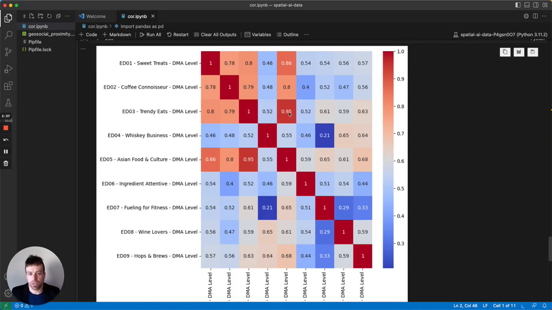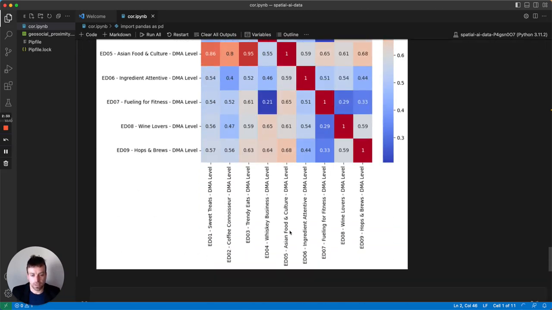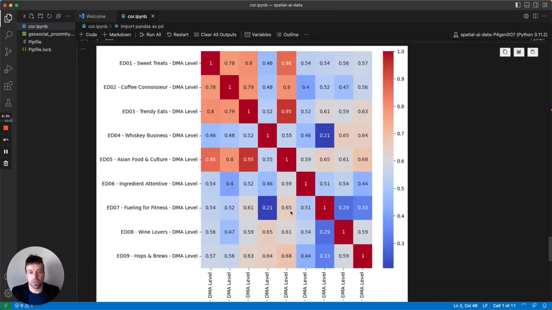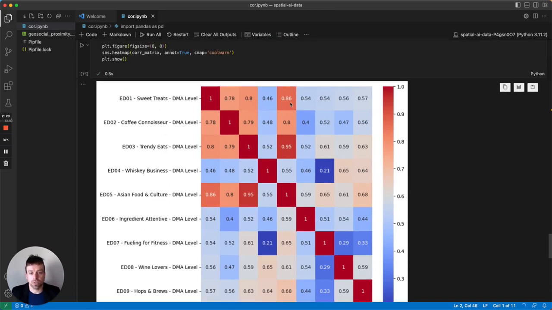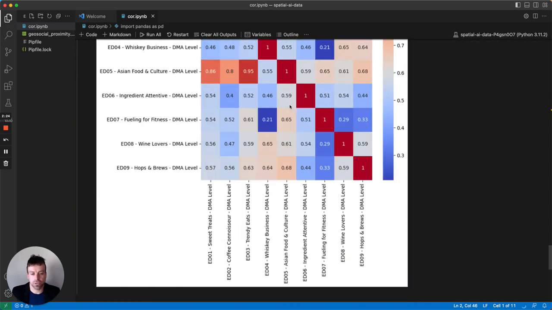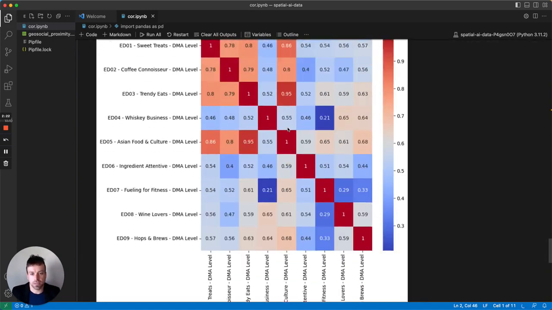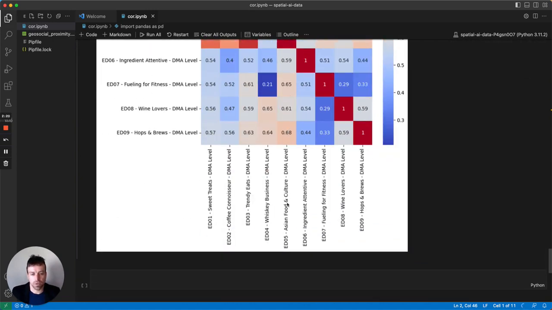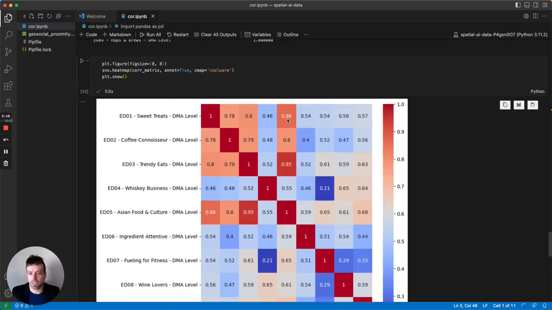So here's a 0.95. It looks like trendy eats is fairly strongly correlated with Asian food and culture, which is kind of interesting. We can also see that over here, sweet treats, 0.86 correlation, pretty close to 1, is, let's see, I think that's actually the same one. That's also Asian food and culture. So sweet treats and Asian food and culture tend to be found in the same place.